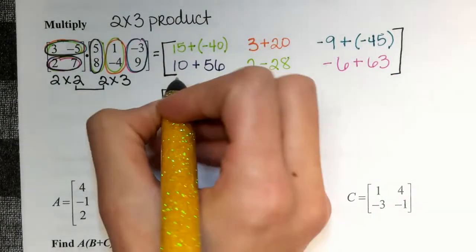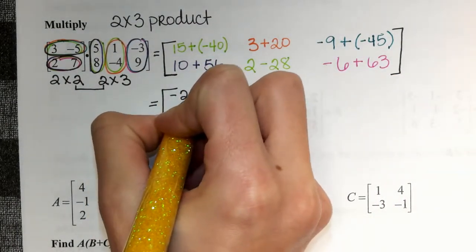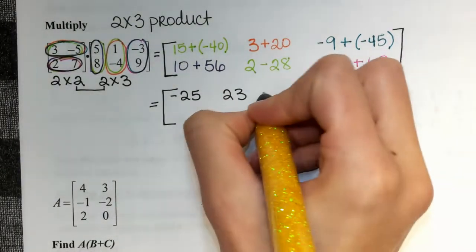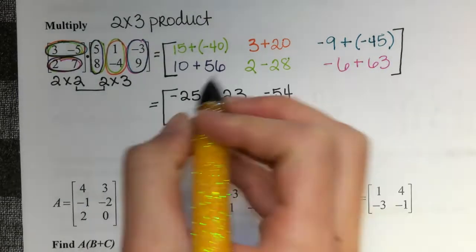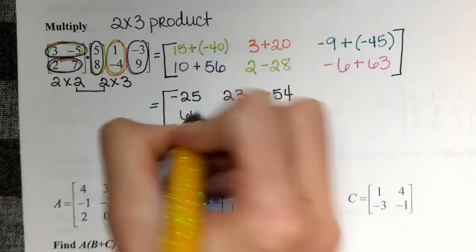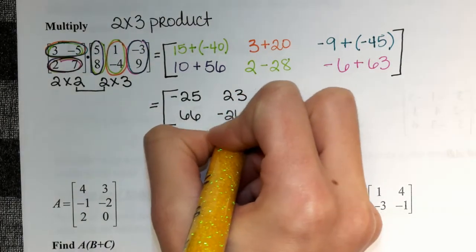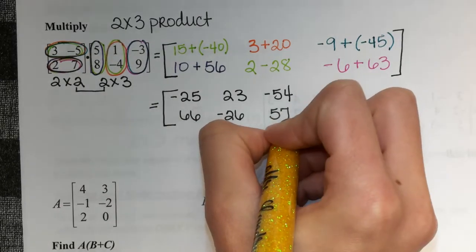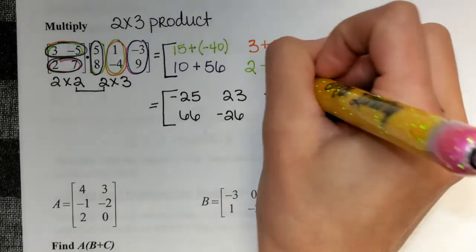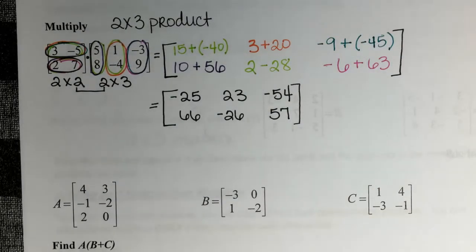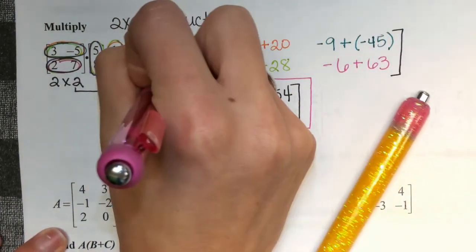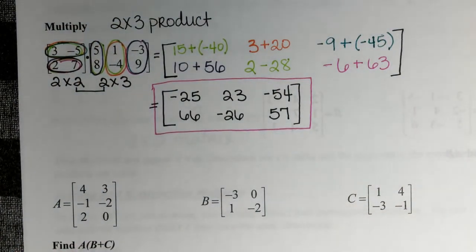15 minus 40. 3 plus 20. Negative 9 minus 45. 10 plus 56. 2 minus 28. Negative 6 plus 63. Y'all good with that? Okay.